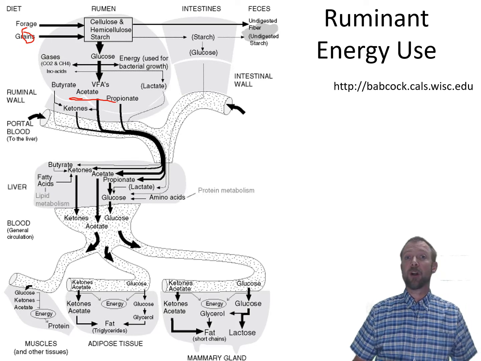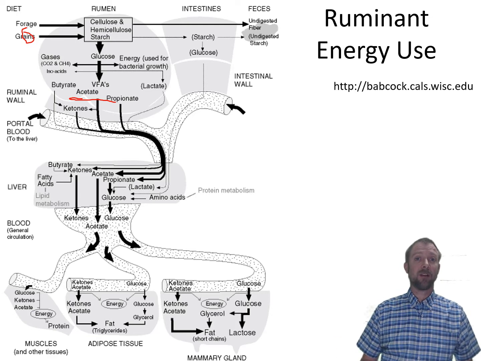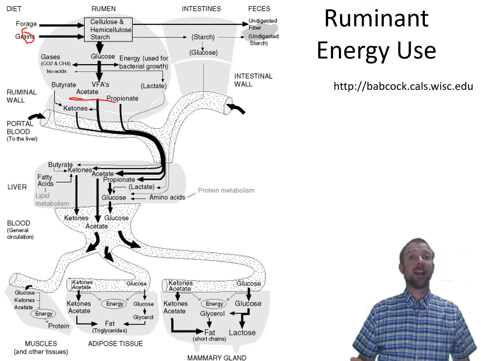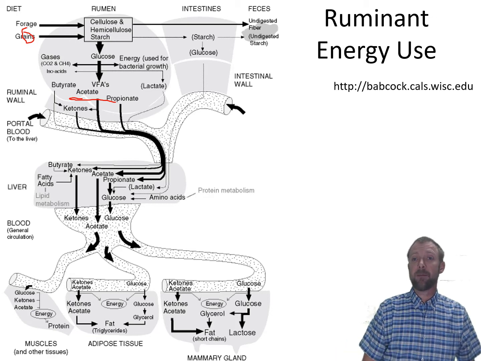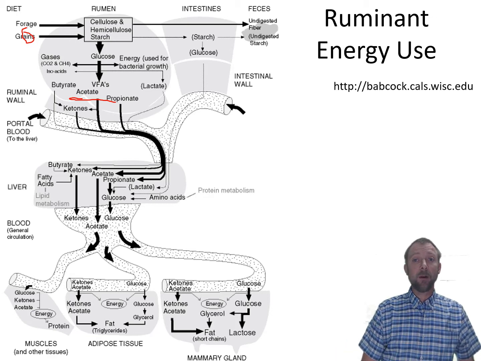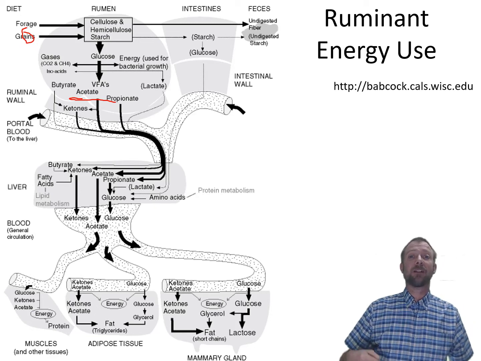As a matter of fact, the predominant energy source for ruminants is actually acetate. That's what they will use. By the way, acetate, acetic acid, is what is in vinegar. Okay, so it's the same acid. And then we also have propionate being produced, and that propionate actually in the liver gets converted into glucose.